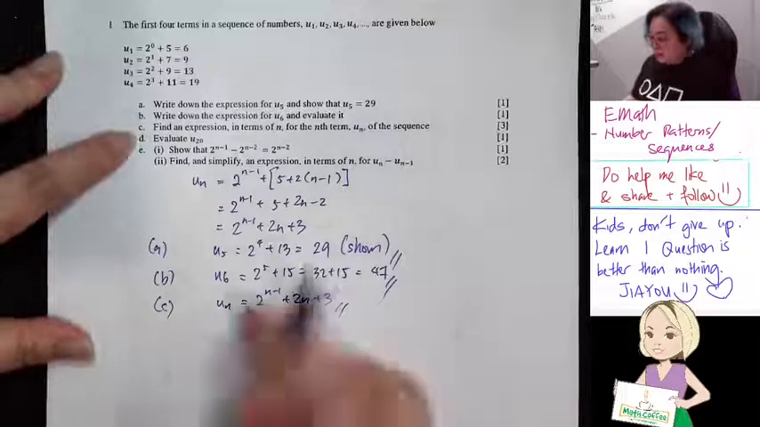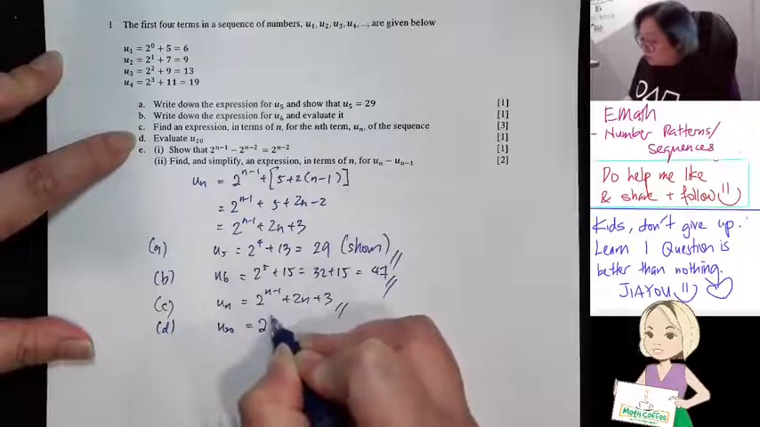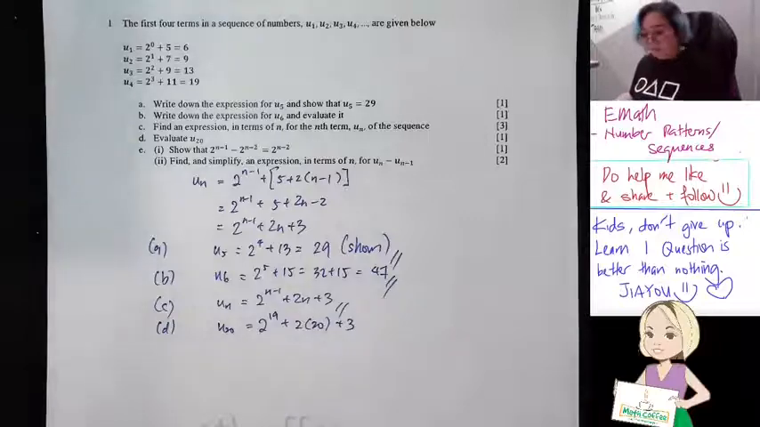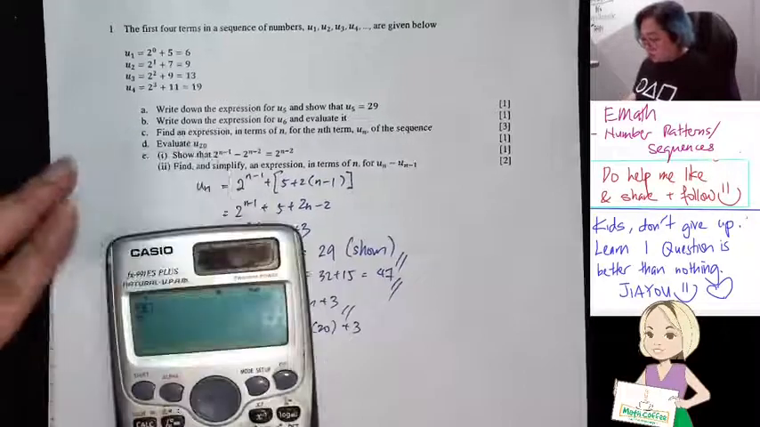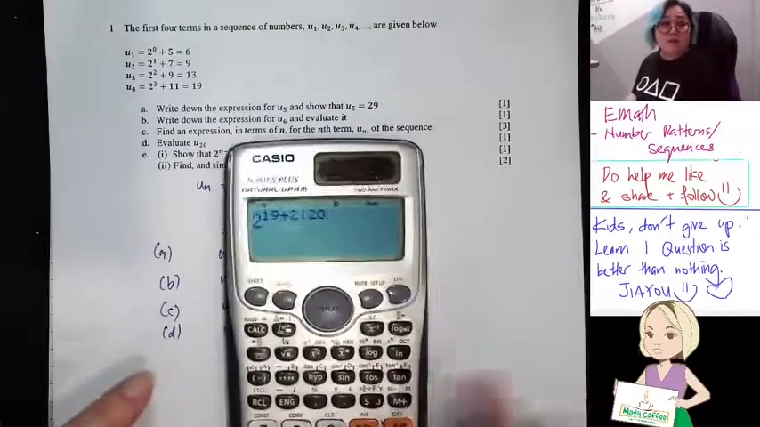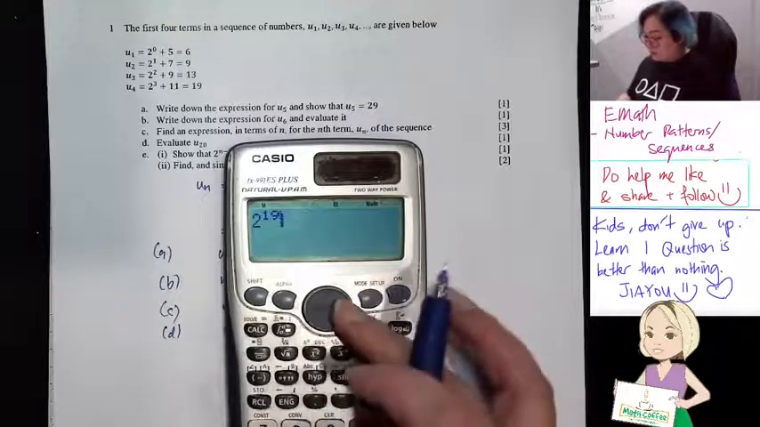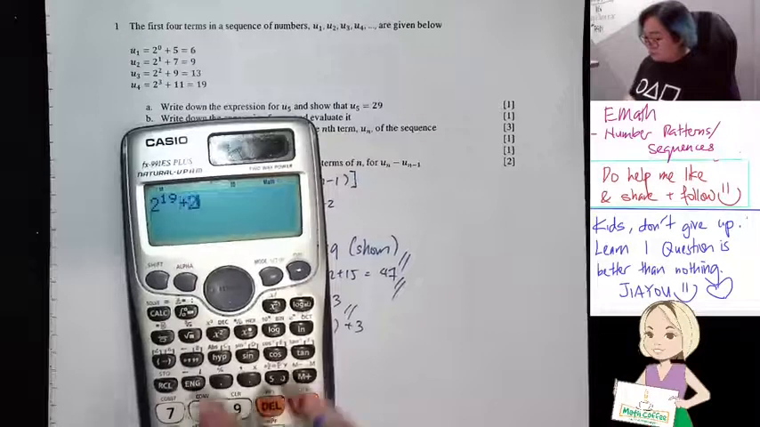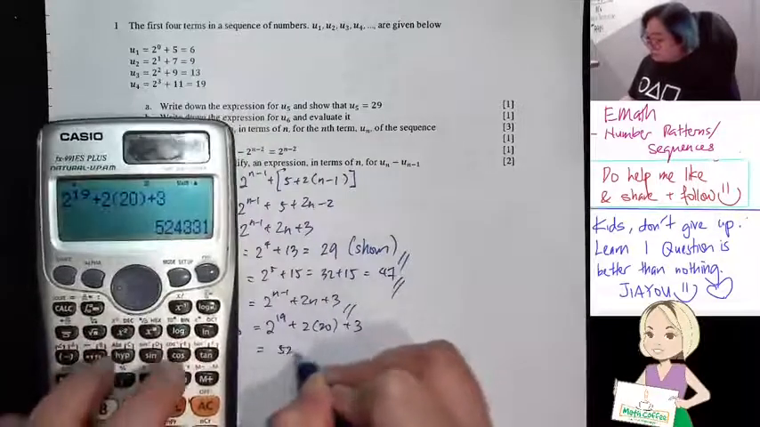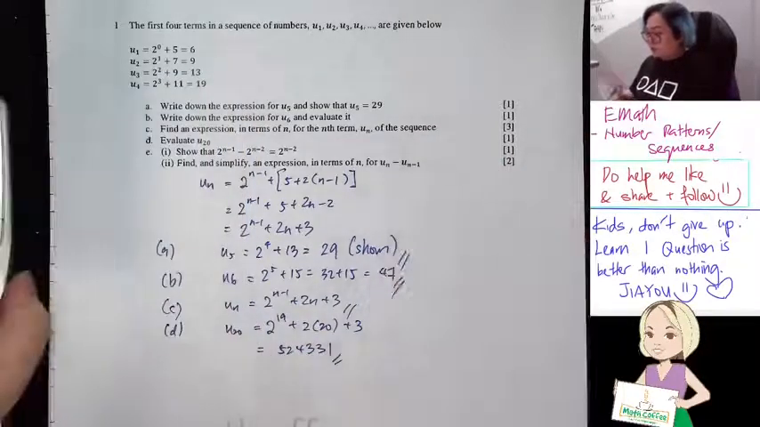Part D again is easy because I already have my formula. So part D for u20 is just 2 to the power of 19 plus 2 times 20 plus 3. This one is very big, I need to press calculator. So 2 to the power of 19 plus 2 times 20. Make sure you see the error? I'm still at the power, I haven't come down. So I need to erase, I have to come down. Then after that, plus 2 times 20 plus 3. So we get 524331. Okay, up to here is still fine.